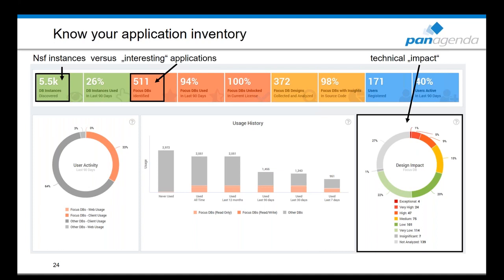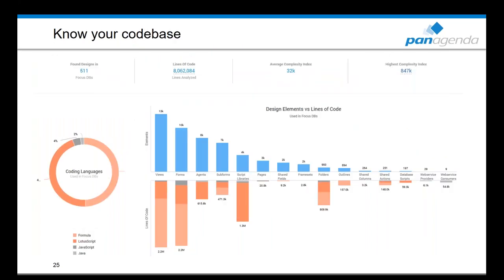Then on the far right, you already get a very helicopterish view of the complexity or the impact of your applications. Starting from exceptional, you see 4, until the gray insignificant. So this gives you an impression of how many of your applications are very complex or half complex or more content driven, to get a first grip on what's in the mix. Then we could go down and take a look at the code base.